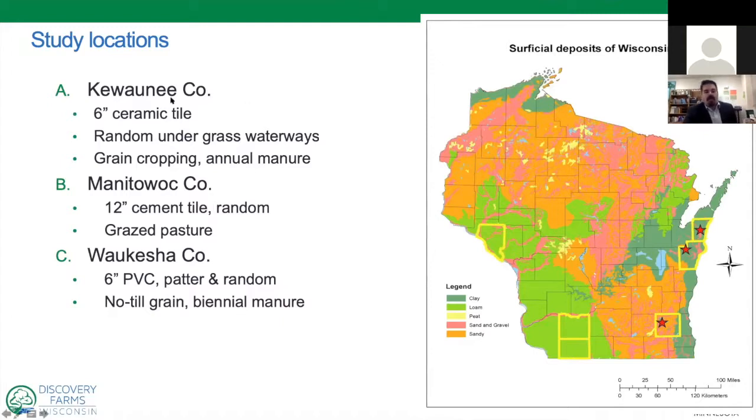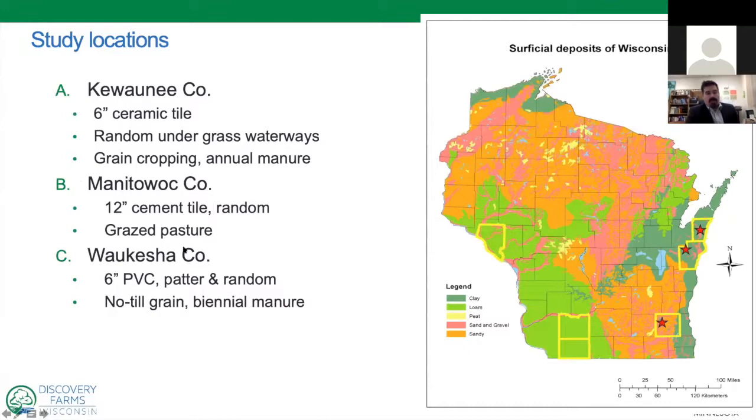But we've got 3 sites, and we've monitored probably 4 to 5 years per site. So we have a lot of site years worth of data. Now what's interesting is they represent different things. So for the nomenclature, it's A, B, and C, north to south.